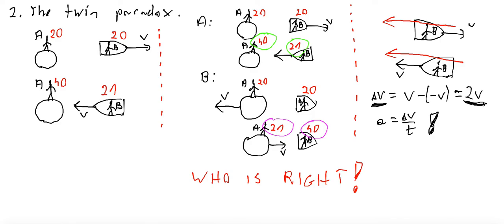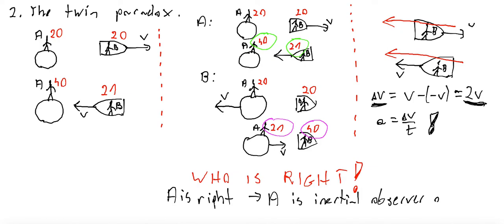Okay? So which point of view is correct? Alice's point of view is correct, so Alice is right. Why? Because Alice is an inertial observer all the time. So Bob's point of view is not right.